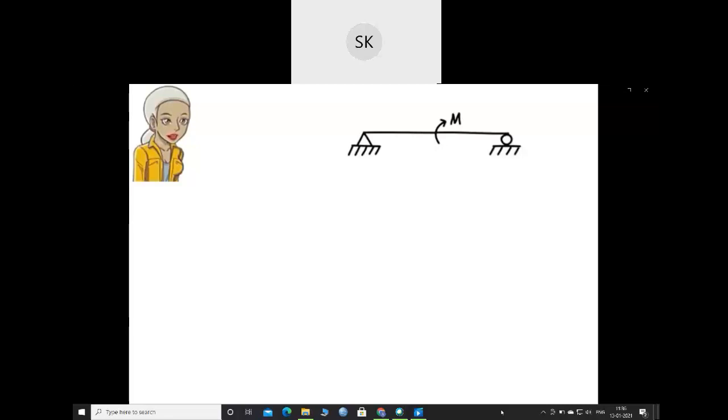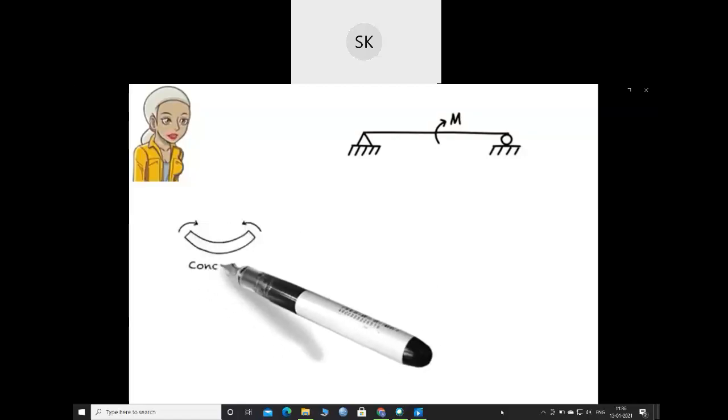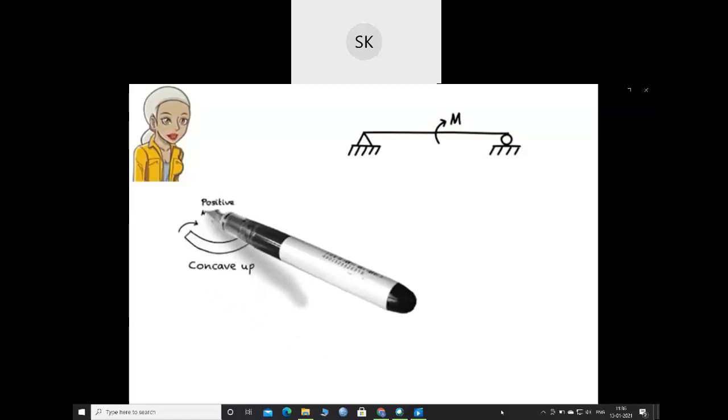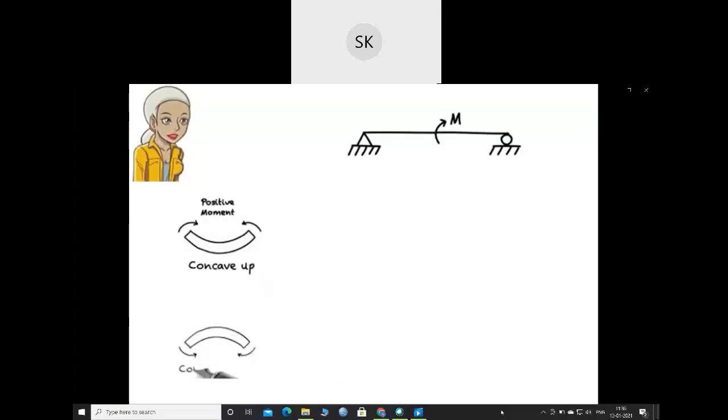In this case, we can use the relationship between the bending moment and geometric deformation in the beam to draw the elastic curve. By convention, we know that a positive moment in the beam causes a concave up deflection like this. And the beam deflects down when the bending moment is negative, like this. So if we know how bending moment varies in the beam, we can determine the shape of the elastic curve.